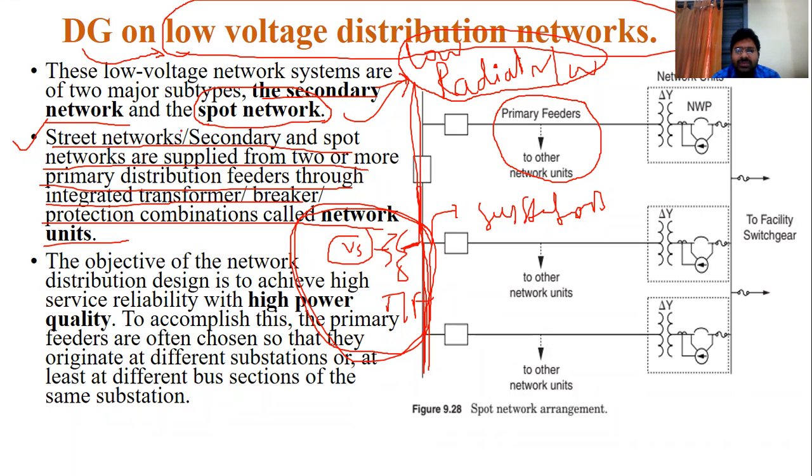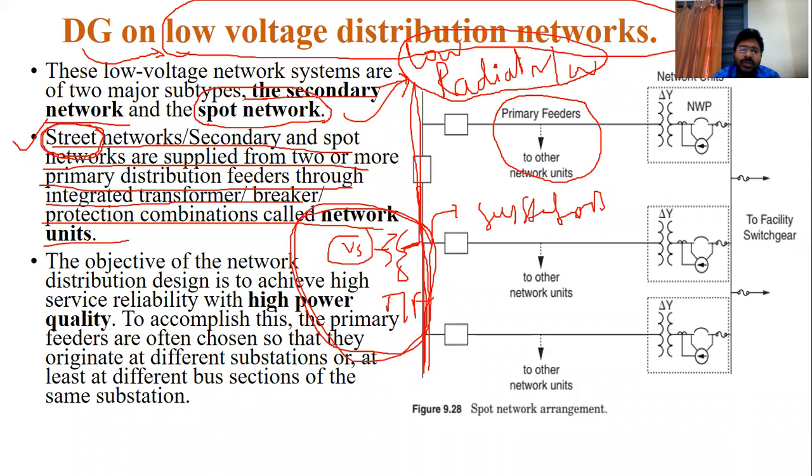Then what is the secondary network and what is the spot network? A secondary network is nothing but a street network. The name itself says streets. So this supplies power to some streets, some local areas and other places. So we call it the secondary network.